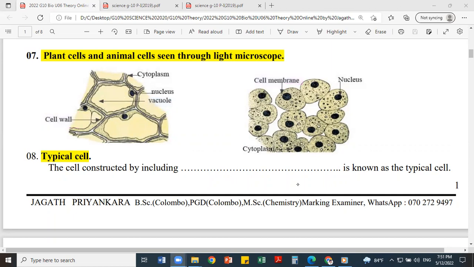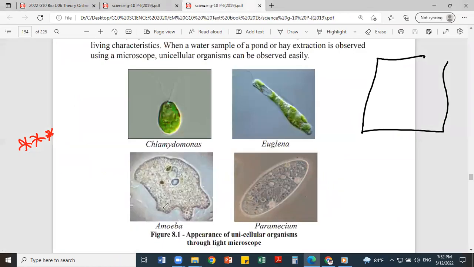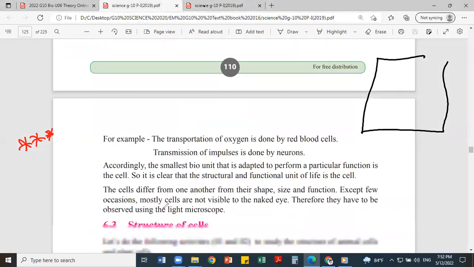Typical cell: once in the oral paper, 2018 and 19, they asked this, what is a typical cell? They ask it as an MCQ in the oral paper. If you construct a cell by including all the organelles, a man-made one, like a model, that is a typical cell. I will show that in the textbook. In the textbook they have given the typical cell like this. Look at the screen. You can see the textbook screen now.